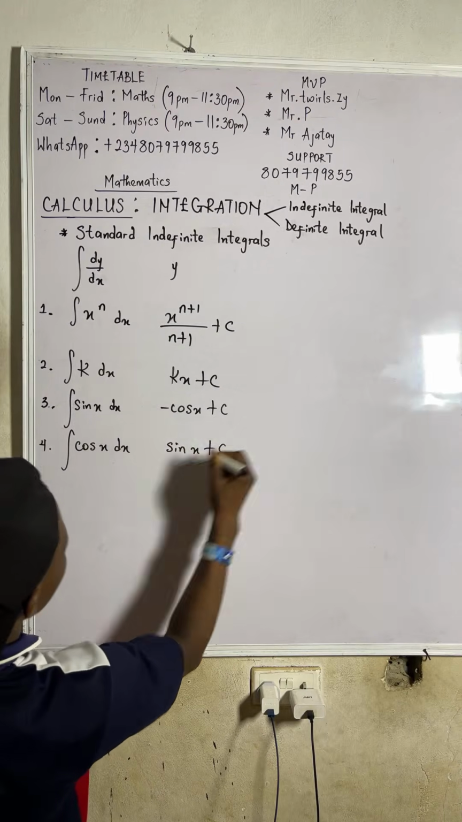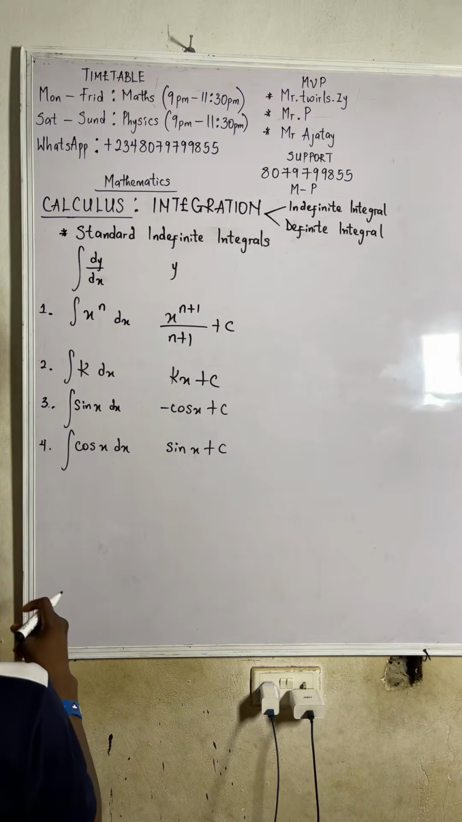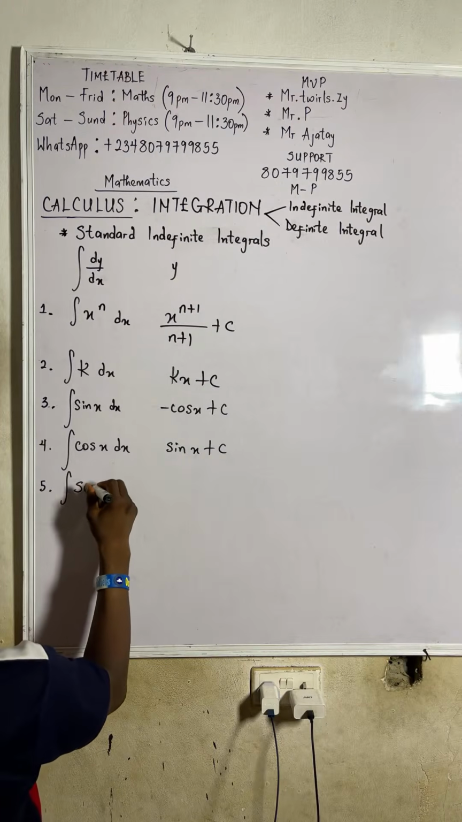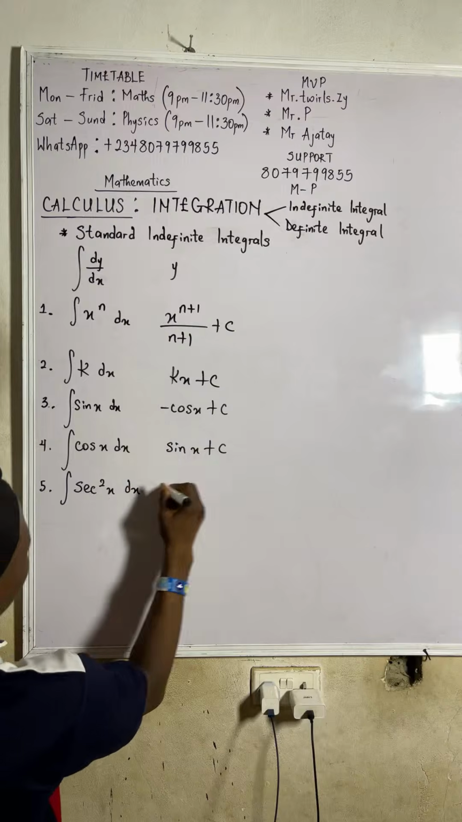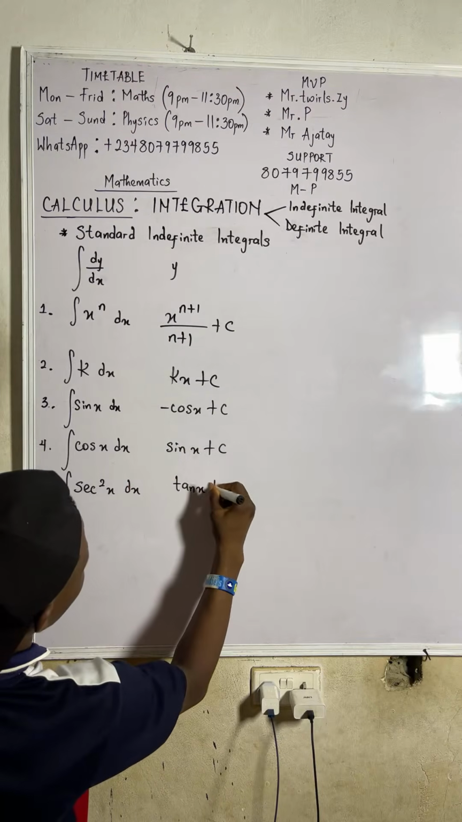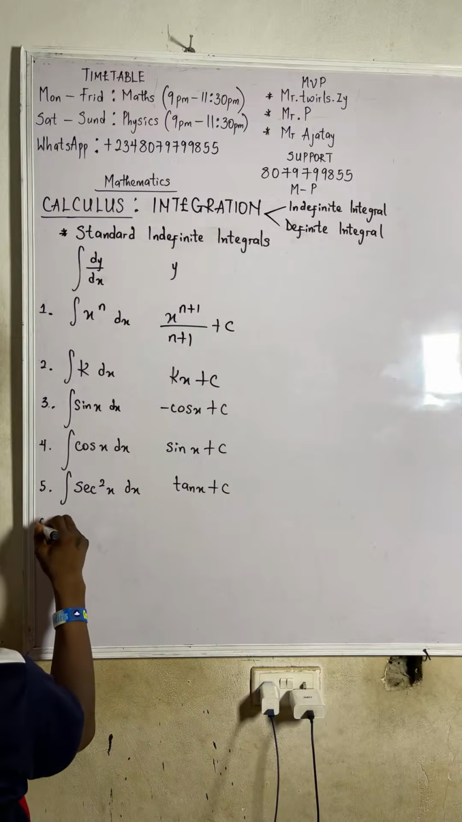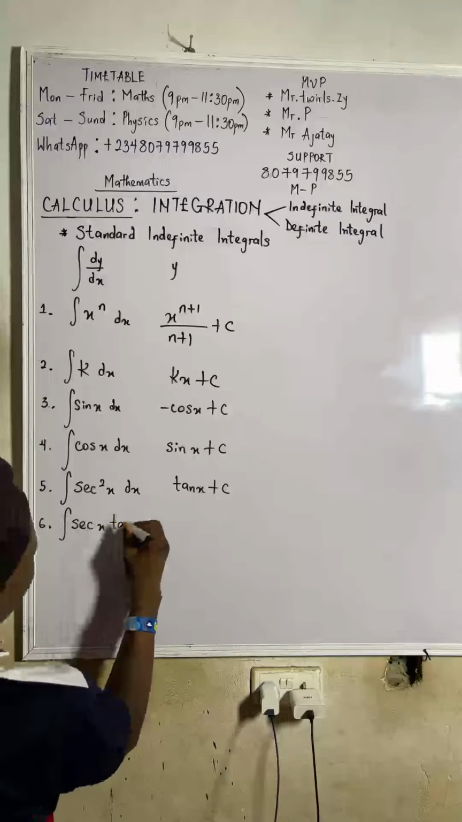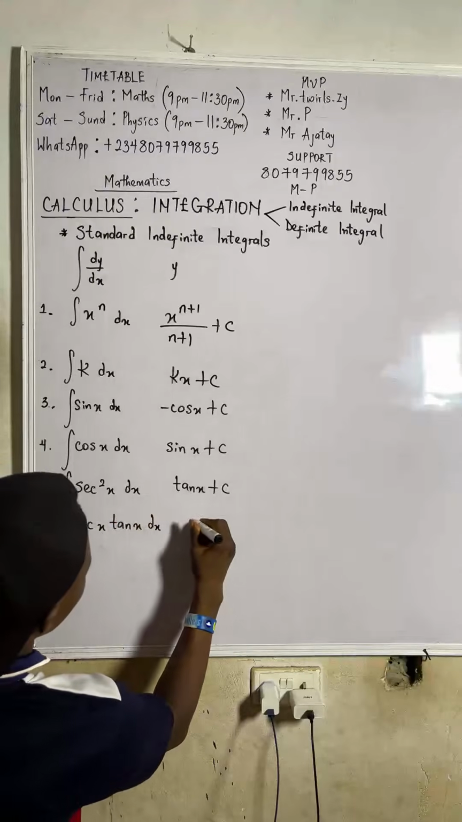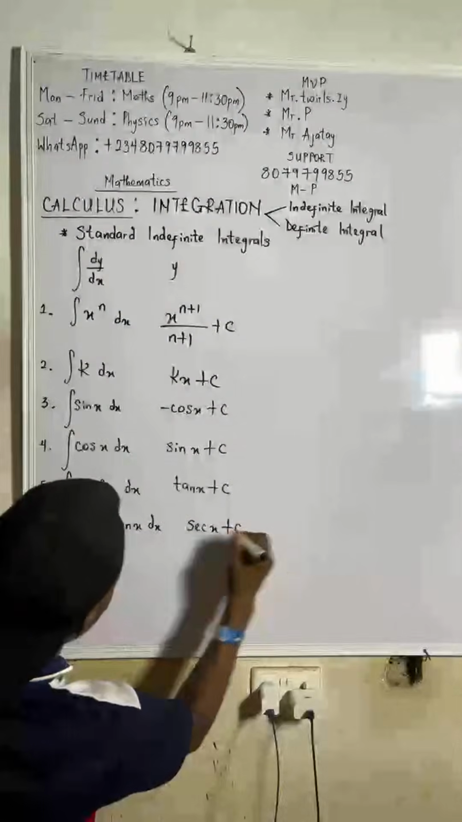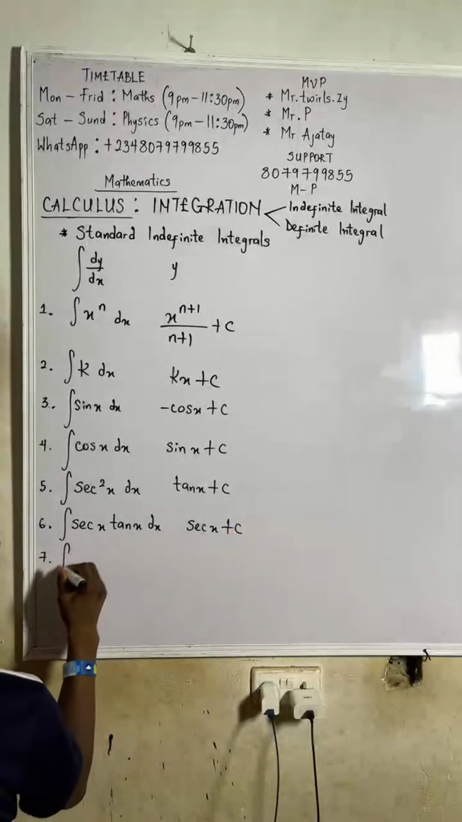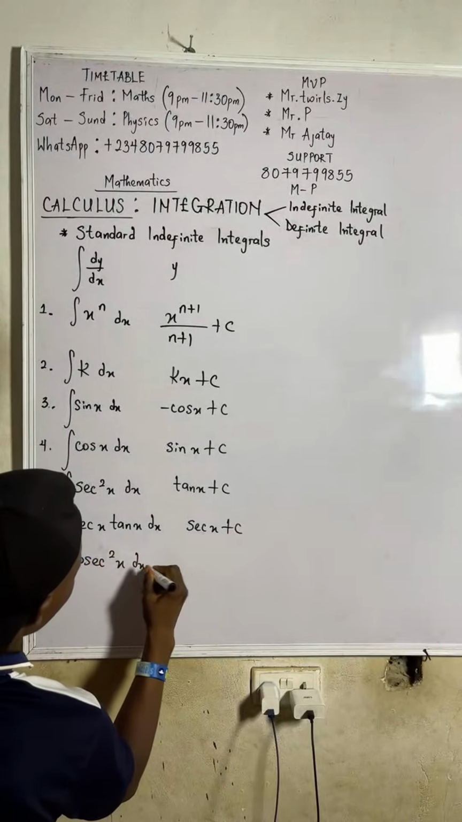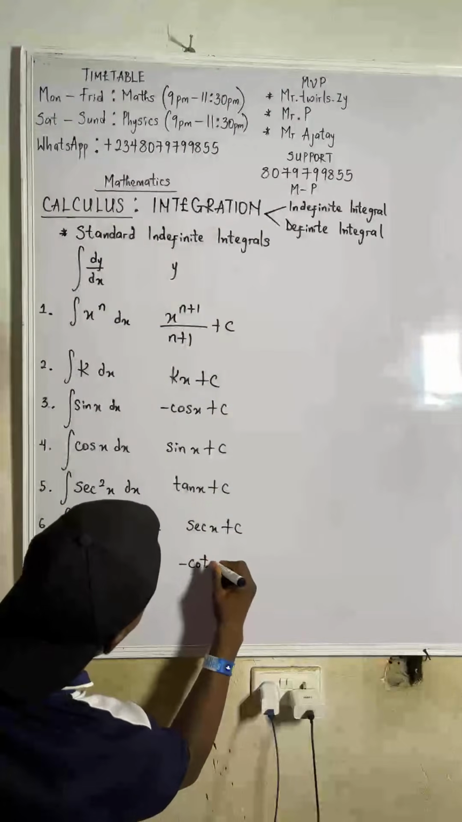Then cos x with respect to dx is sin x plus c. Alright. Then number 5. If they give you sec square x with respect to dx, you get tan x plus c. Number 6. If they give you the integral of sec x tan x with respect to dx, you get sec x plus c. Number 7. If they give you the integral of cosec square x with respect to dx, you get minus cot x plus c.